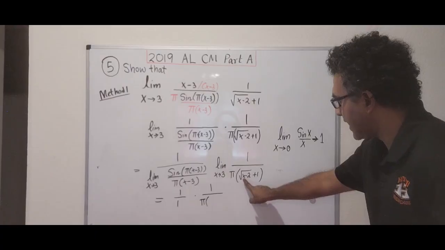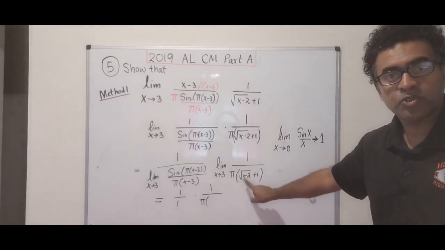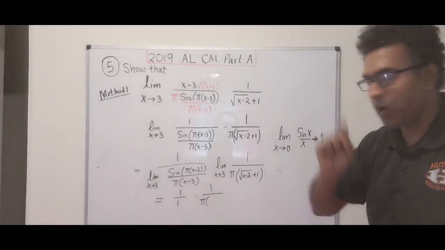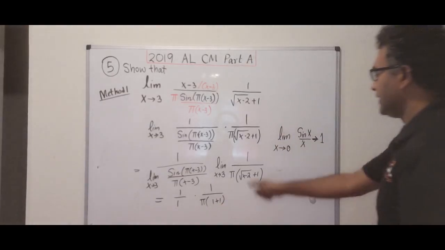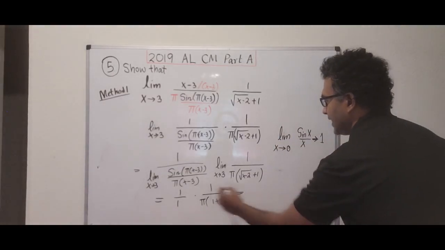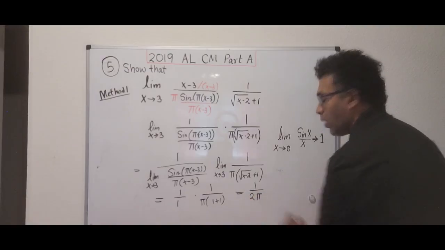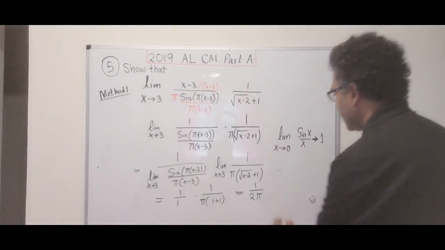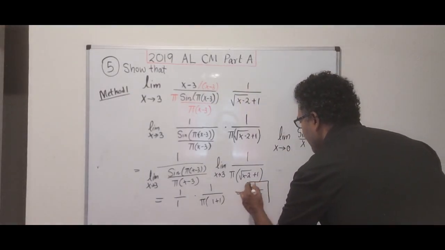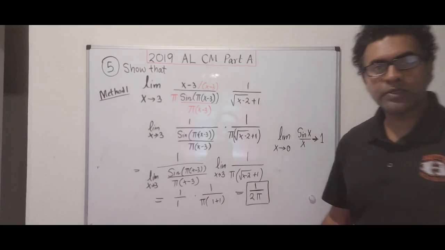And then here, look, that's going to be 3. 3 minus 2 is 1. So square root of 1 is just, again, 1. I'll have 1 plus 1. And then we'll have our answer as 1 over 2 pi. So the answer for this limit is 1 over 2 pi. And we have proven that it is the case. So the answer is 1 over 2 pi.